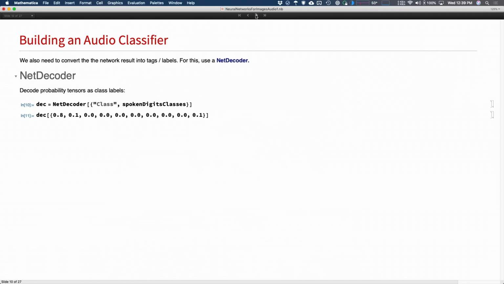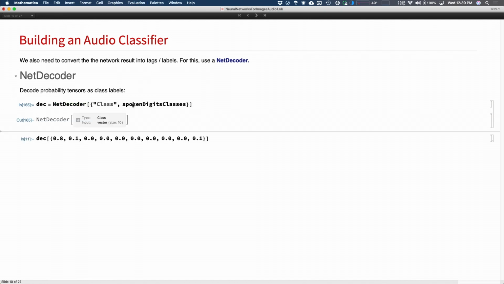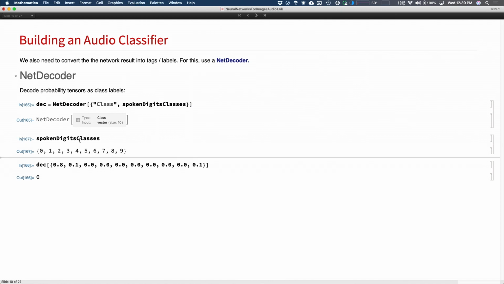So, on the other side of our network, we need something that converts the tensor of probabilities that the network produces into a class label, and this is what the net decoder does. So, let's look at this. This is a vector of probabilities, and this will just output the label, which is taken from this list that was given as input of the decoder, that corresponds to the most probable class for that specific tensor of probabilities.